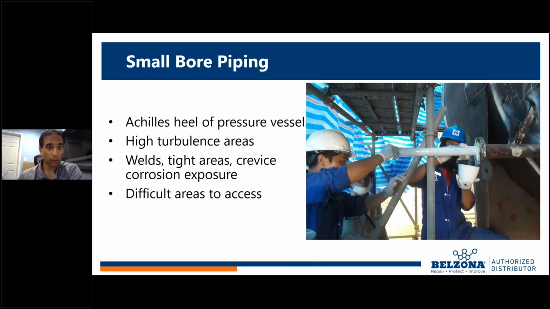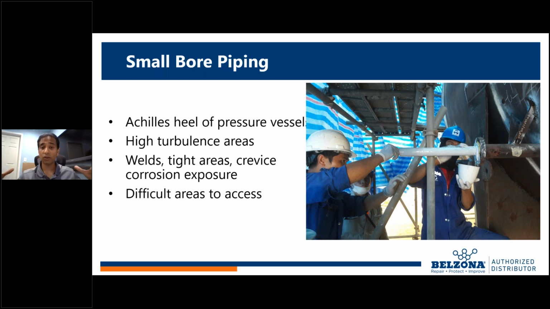I want to talk about small bore piping. This is the Achilles heel of pressure vessels. We have these big, massive process vessels. They have huge cross-sectional areas, big diameters, but off of every single one of them, in order to hook up your instrumentation and a lot of your corrosion probes, you're gonna have small bore piping, and that might be an inch, inch and a half piping.